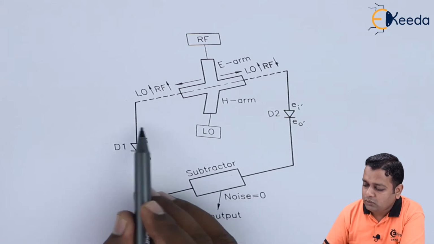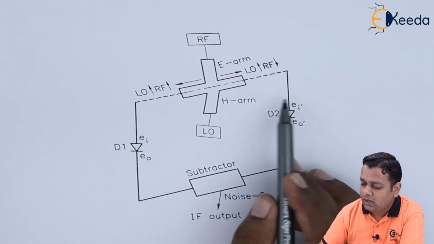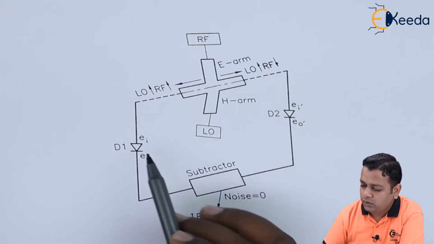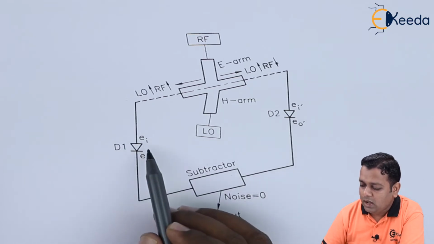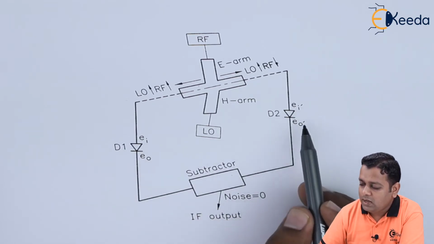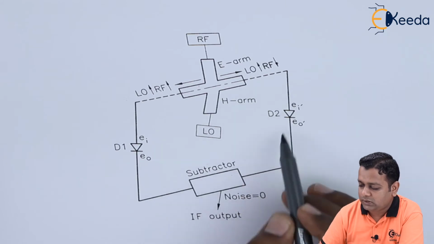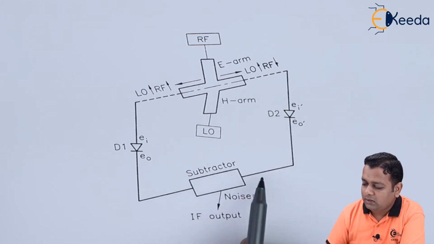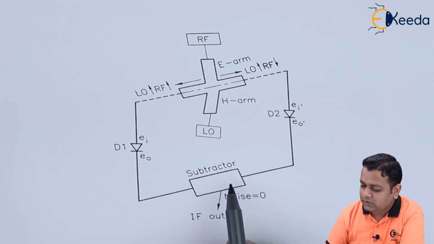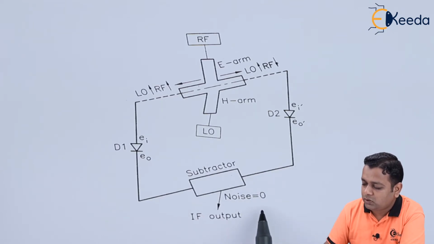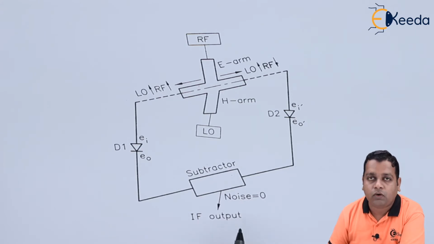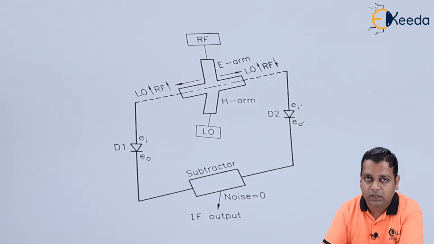Next to that, we have the crystal diodes connected here, D1 and D2, with the values noted here, EI, EO, EI dash, EO dash for the second branch. Here they have been connected to a subtractor so that the cancellation results in the noise being equal to 0, and only the IF output in pure form, without the noise, can be obtained here.